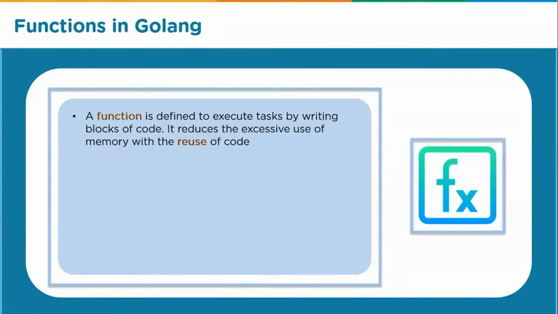A function is defined to execute tasks by writing blocks of code. It reduces the excessive use of memory with the reuse of the code. In Golang, we declare a function by func keyword followed by the name of the function with parentheses and then a block containing the code.